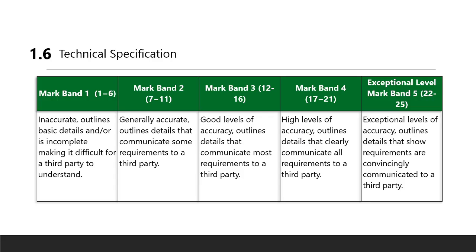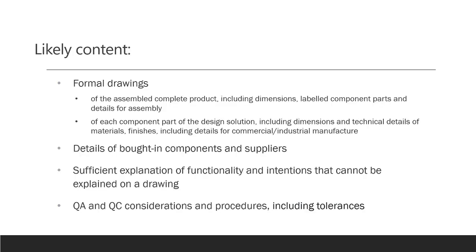High levels of accuracy, make sure it communicates well with third parties. It's going to be formal drawings, so orthographic drawings and assembly drawings, so we know how they're put together. We've also got details of any bought-in component parts, enough information so that we know how the product works and goes together here. And then you might also look at quality assurance and quality control considerations, which may also include tolerances, manufacturing techniques, etc., in more detail.